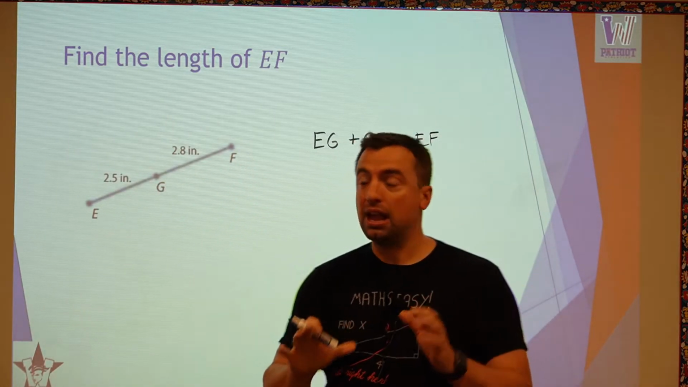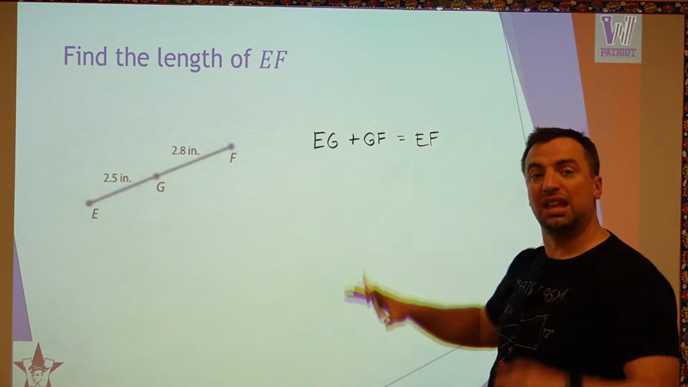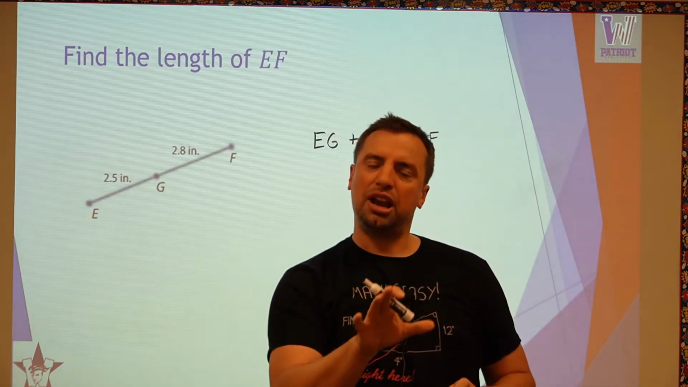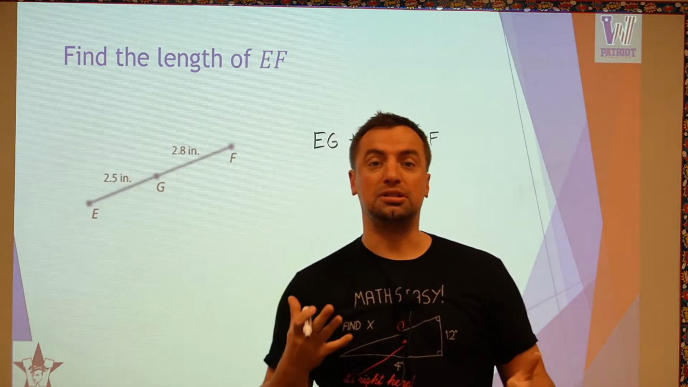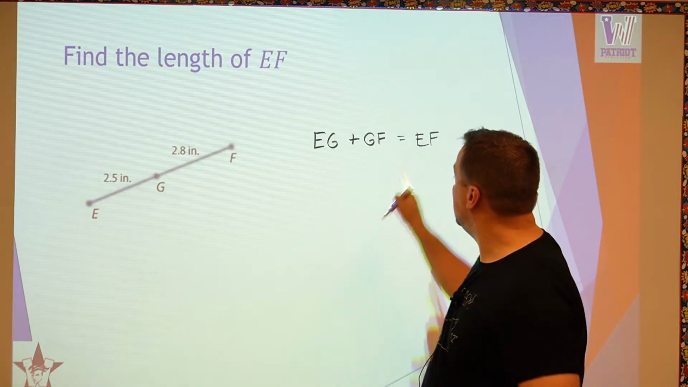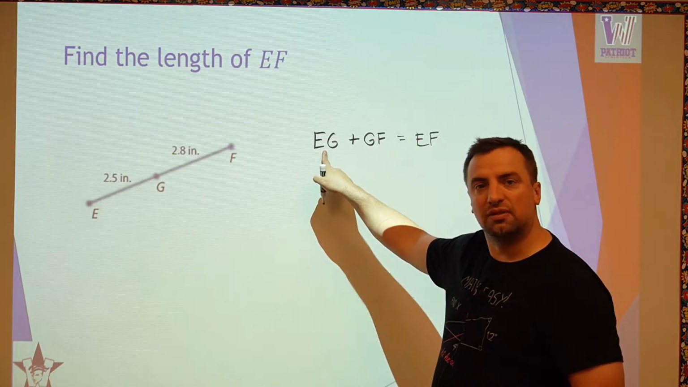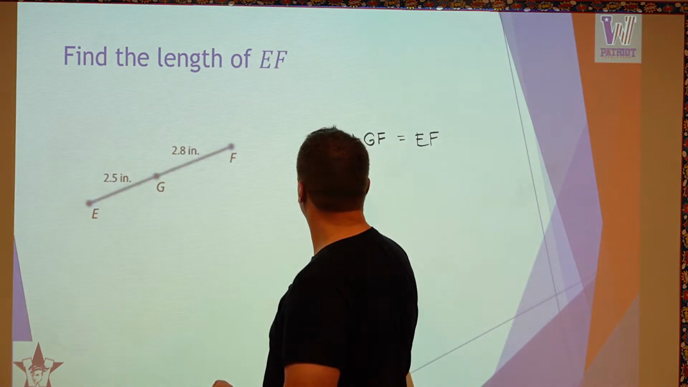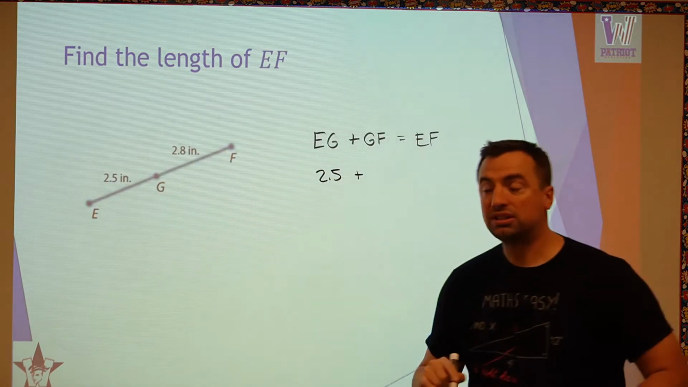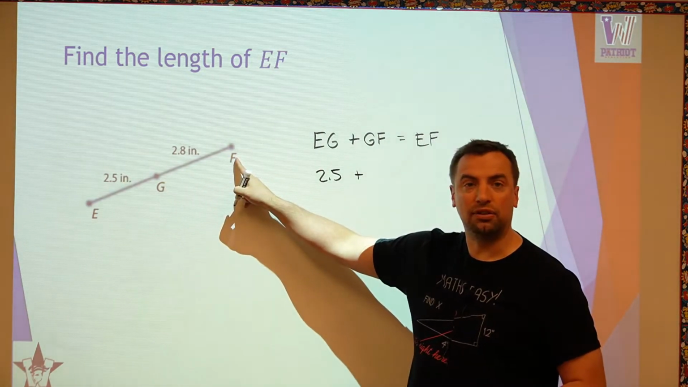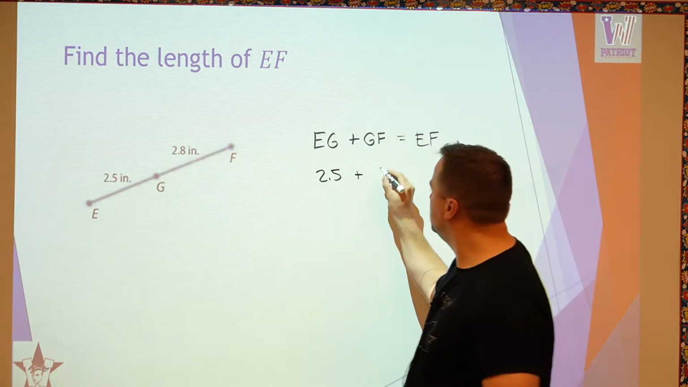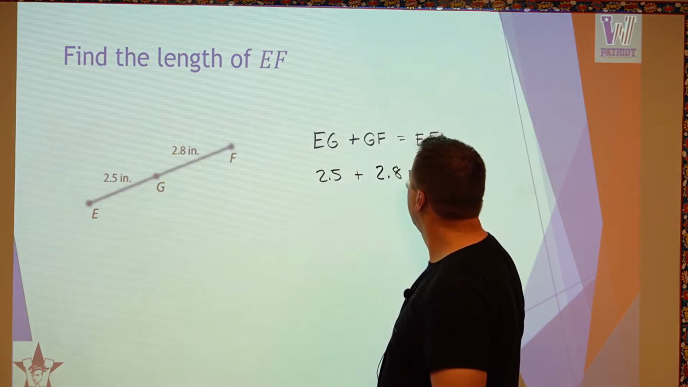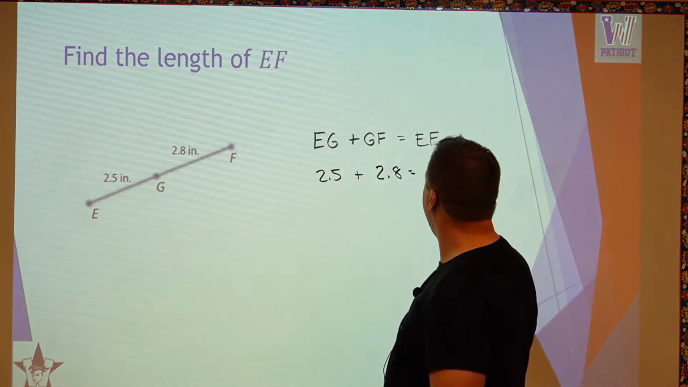Now that I've written this out, we know this is true. That's the segment addition postulate. Now that I know that, we're just going to substitute some values in and be able to solve for EF. Well, we know what the length of EG is. It's 2.5. So let's put 2.5 in. Plus, well, what's the length from G to F? Well, that's 2.8 right here. We see that. So I put 2.8 equals EF.